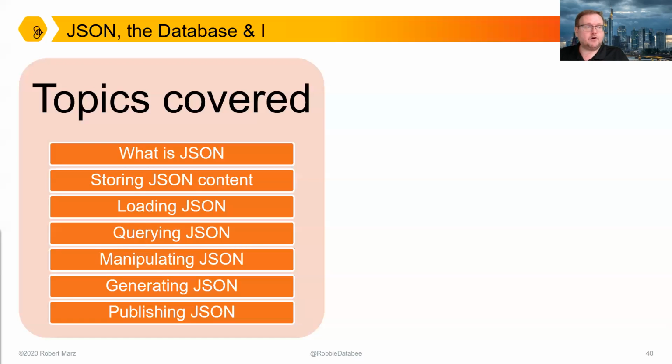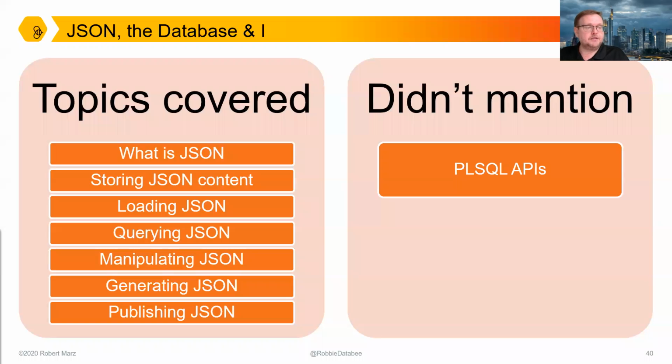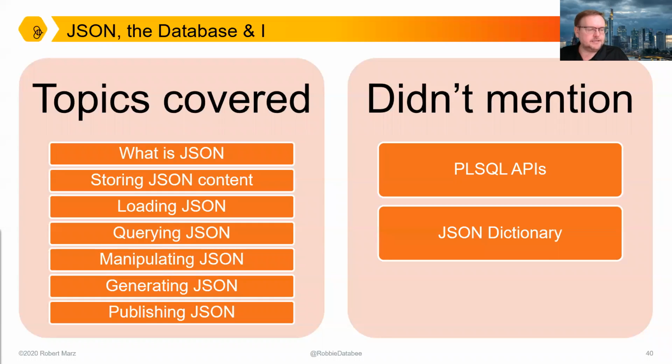What I didn't mention at all are the PL/SQL APIs that are available. You can generate JSON documents using PL/SQL functions. There is a very cool function which deserves a talk of its own because it's a little bit complex, called JSON Dictionary, that lets you query information about the JSON documents and generate virtual columns for your tables. This is a very cool and very convenient feature, but it is so complex that you need a whole talk on it of its own.